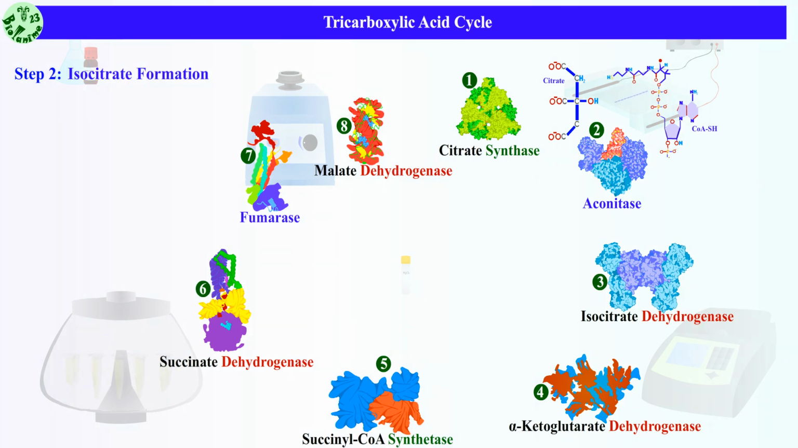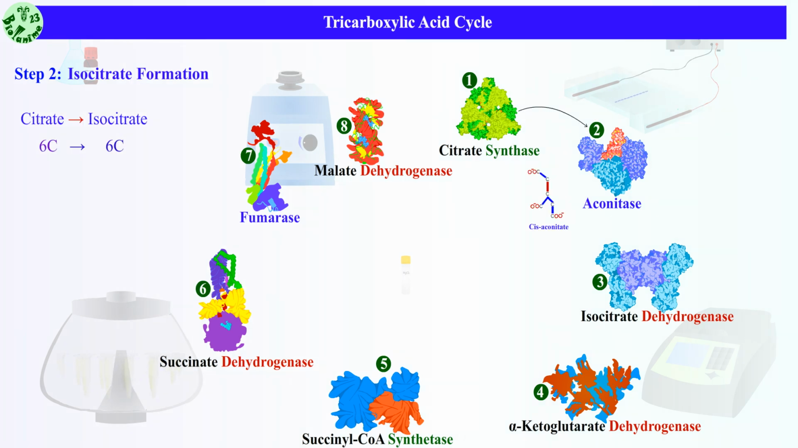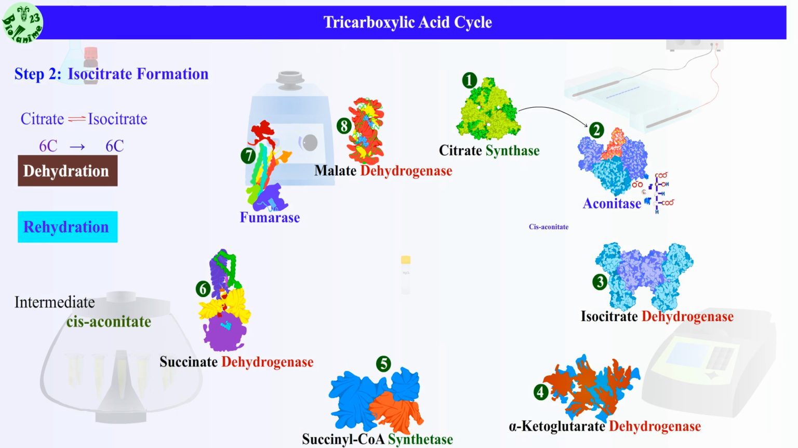Step 2, formation of isocitrate, catalyzed by aconitase. In this step the citrate is rearranged into isocitrate through dehydration and rehydration. During this process an intermediate, cis-aconitate, is formed.